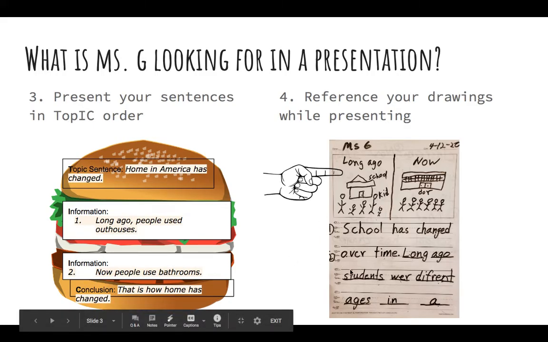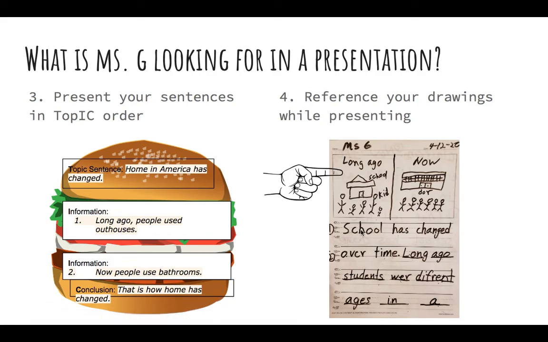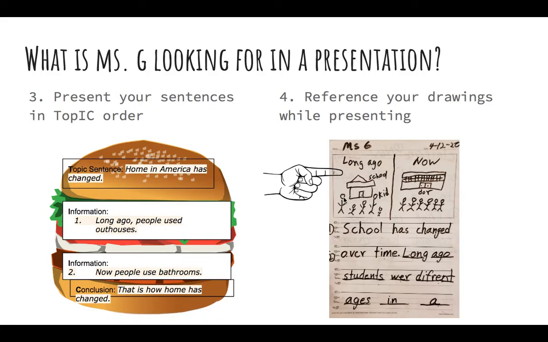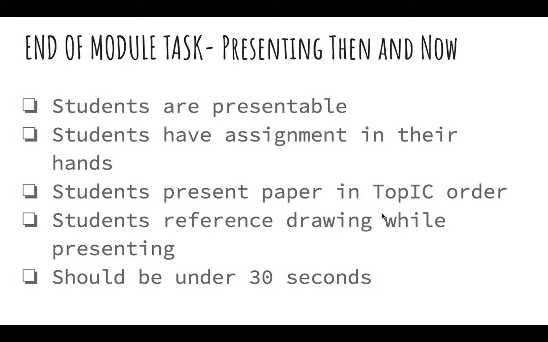So like for Miss G's paper, she said school has changed over time. Long ago, students were in different ages in a classroom. And then I would point using my finger to my long ago picture, right? Now, kids are the same age in a classroom. And I would point to the now, okay? So that's basically it. Other things I want to keep in mind, all right?